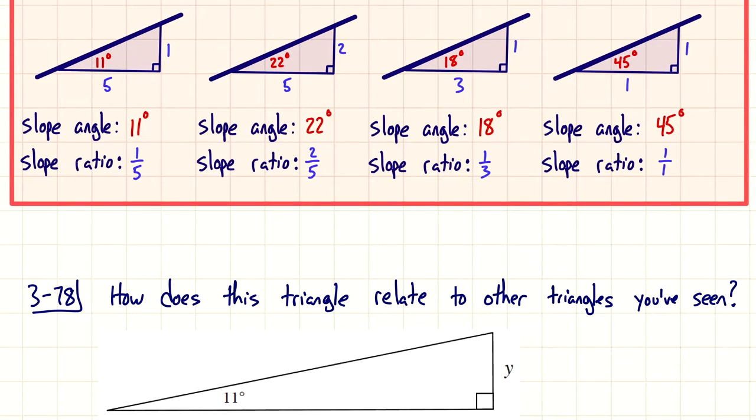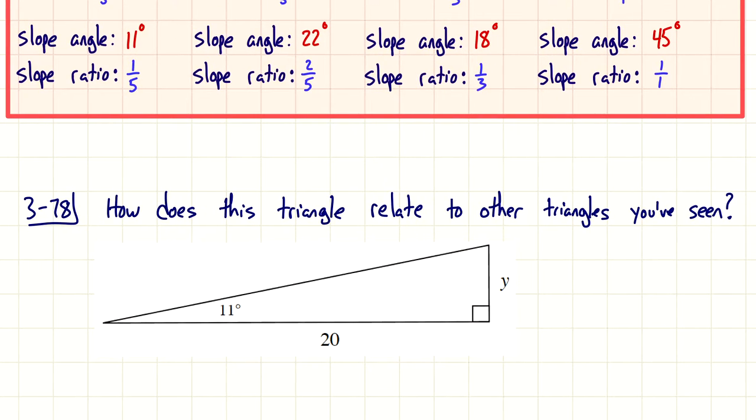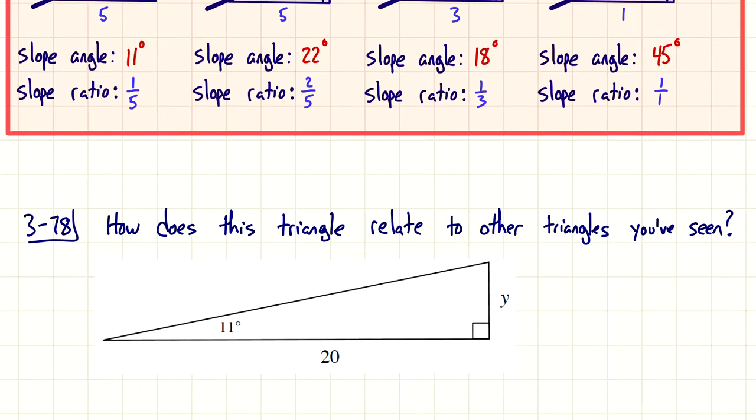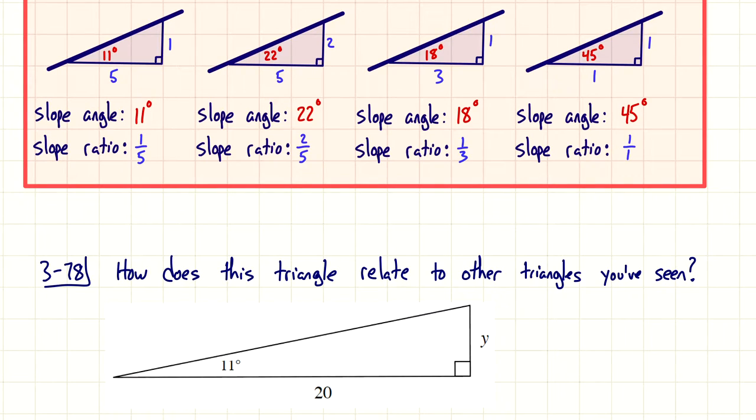So for example, if we're given this triangle, the first thing I would probably look at is how this triangle relates to all the others that we've seen. I'll leave that on the screen so we can compare them. How does this one below compare or relate to any of the four that we've seen before? Hopefully you notice the first thing that stands out is this 11 degrees. Oh, we've seen a triangle with 11 degrees.